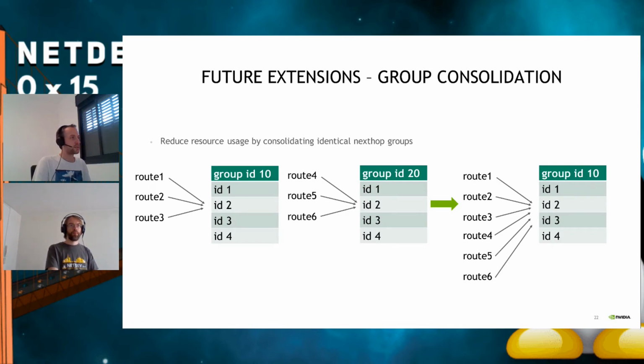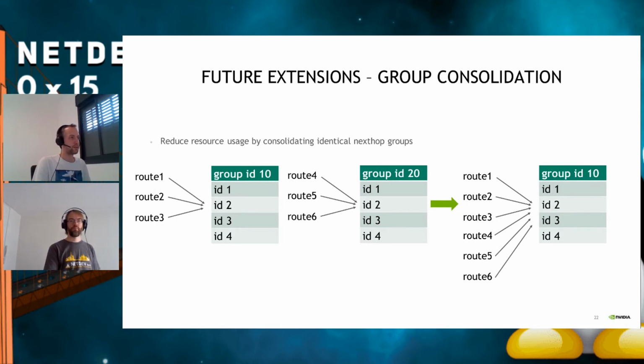The first extension is group consolidation, which can be used in order to reduce resource usage by consolidating identical NEXTHOP groups. Let's look at an example. Here we have two NEXTHOP groups, ID 10 and ID 20, and they are identical because they are made up out of the same logical NEXTHOPs, 1, 2, 3, and 4. And we have several routes pointing to each group.